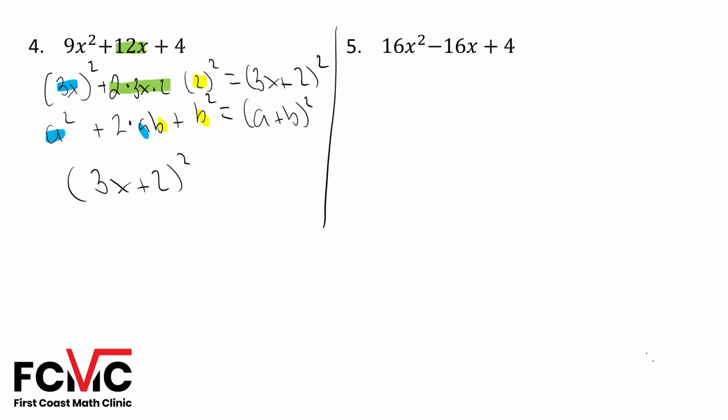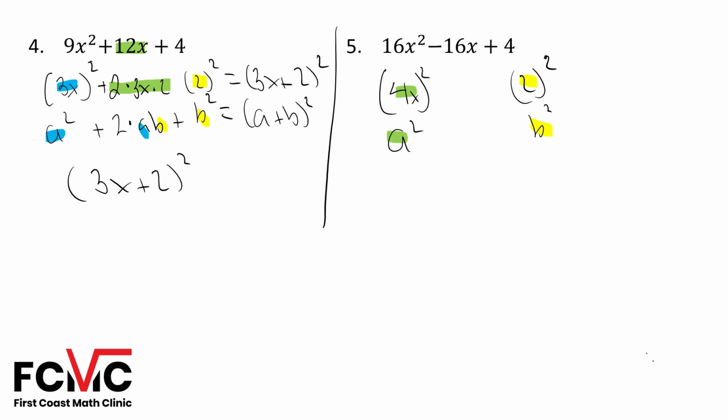And then last one, number 5, 16x squared minus 16x plus 4. Let's see, is this a perfect square trinomial? So what are we squaring to get 16x squared? We can square 4x. That's our a squared. And then what can we square to get 4? We can square 2. So that's our b squared. A is 4x. B is 2.